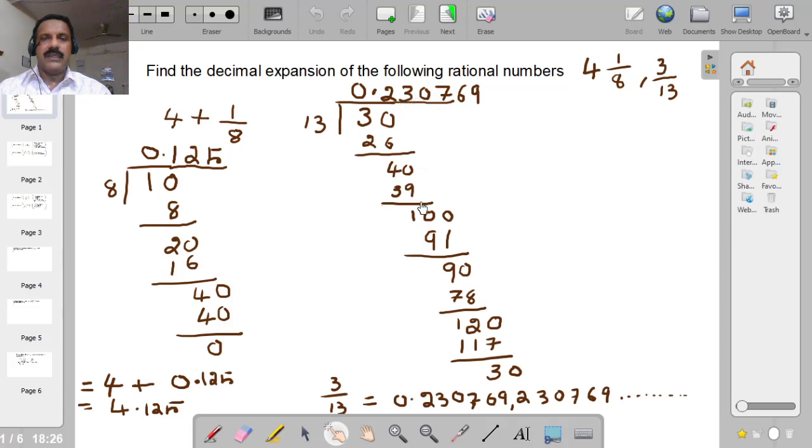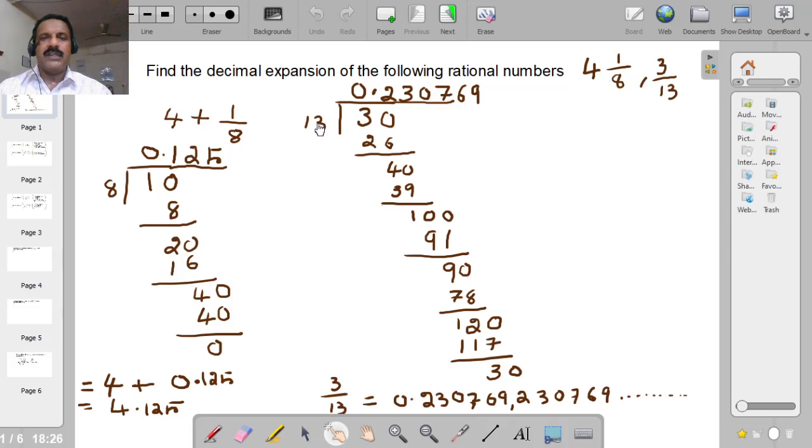We cannot take a 13 from 1, so we will be adding one more 0 here, making it 10. Even from 10 we cannot take a 13, so we will be writing a 0 in the result column. Then we will be adding one more 0, making it 100. Then we can take 7 13s from 100. 13 times 7 is 91, and when we subtract we will get 9, and we cannot take a 13 from 9, so we will be adding a 0 here.